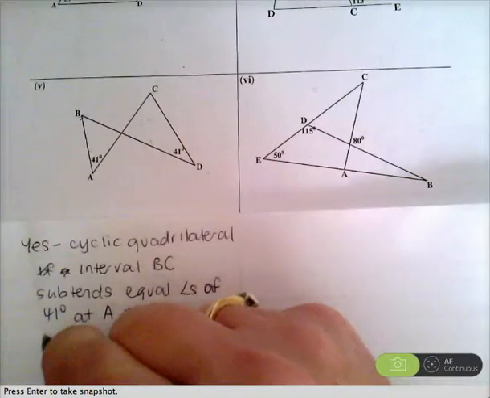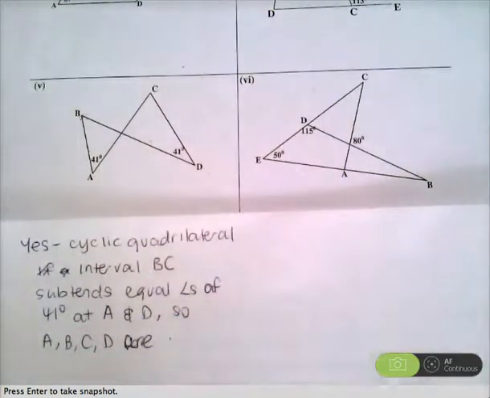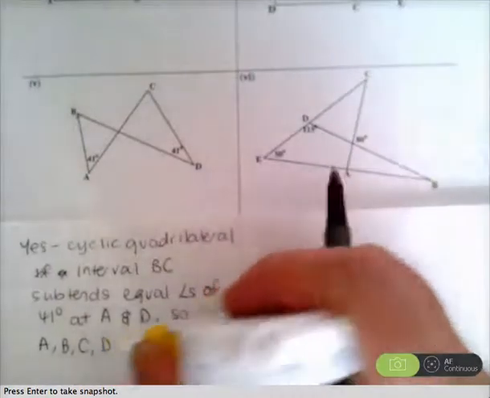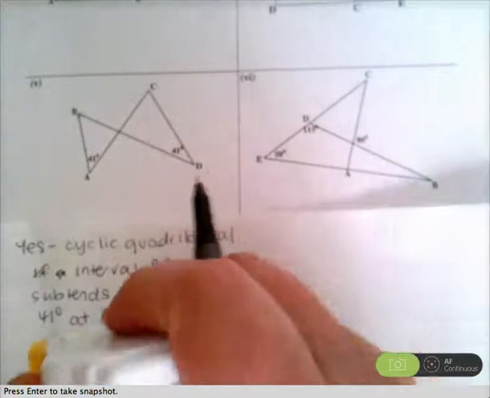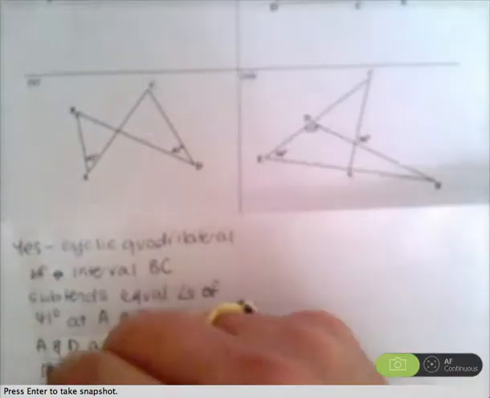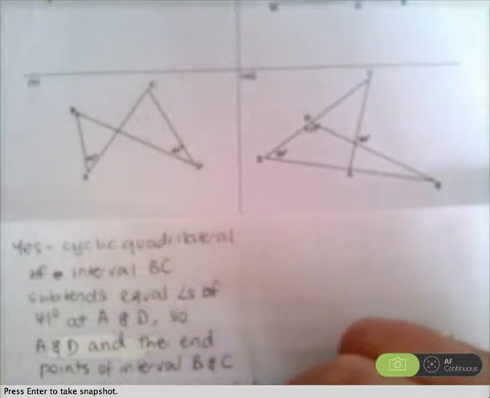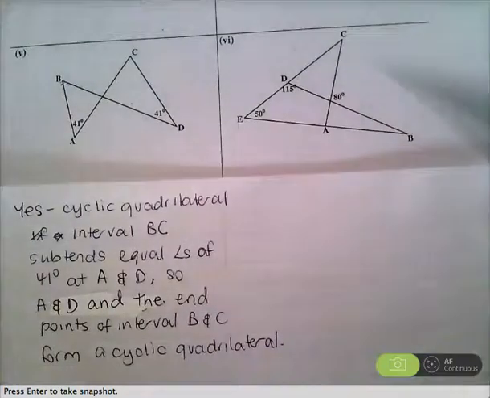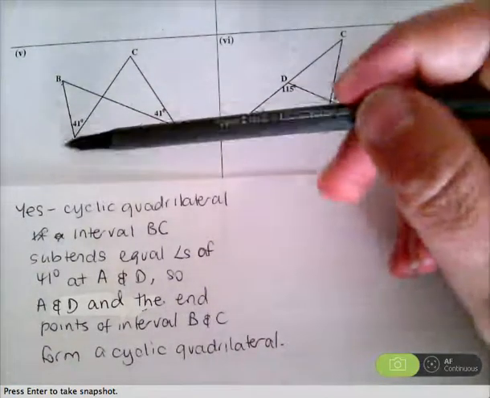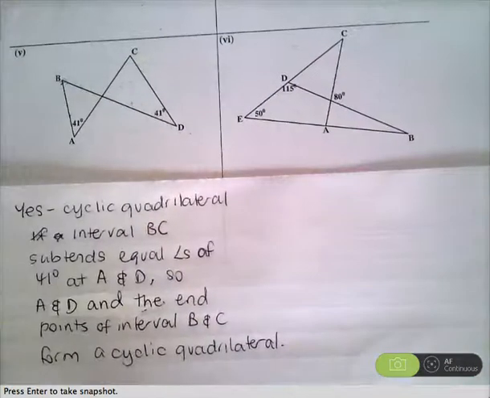So A and D and the endpoints of the interval B and C form a cyclic quadrilateral. Or actually we can say that they are concyclic points. Of course, they would form the cyclic quadrilateral in the order A, B, C, D, not in the order A, D, B, C. It would be A, D, C, B, I suppose. All right, now the next one.